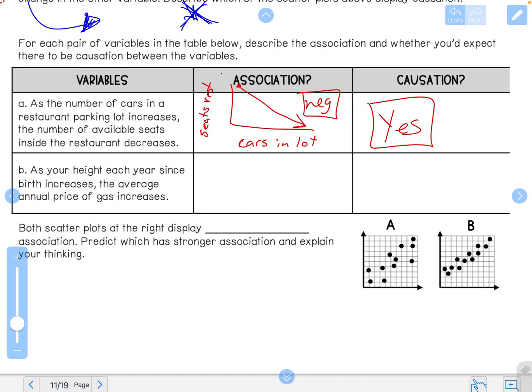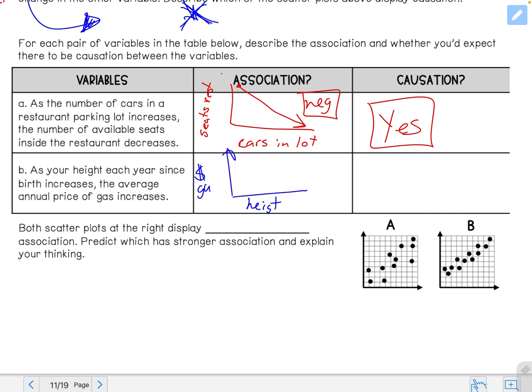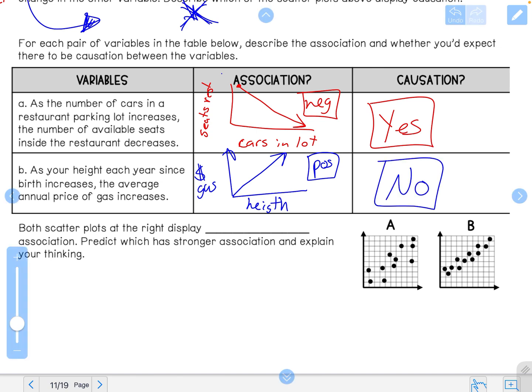Now let's think about this one. As your height increases, the price of gas increases. They're both increasing, which is going to make it a positive association. But height has nothing to do with gas prices. It's not just because you get taller that gas prices get more expensive. Gas prices are based on the stock market and lots of other things. So no, this is not causation. They do not cause one or the other.